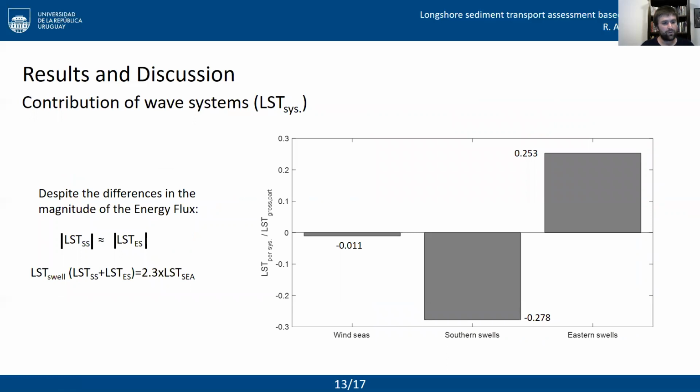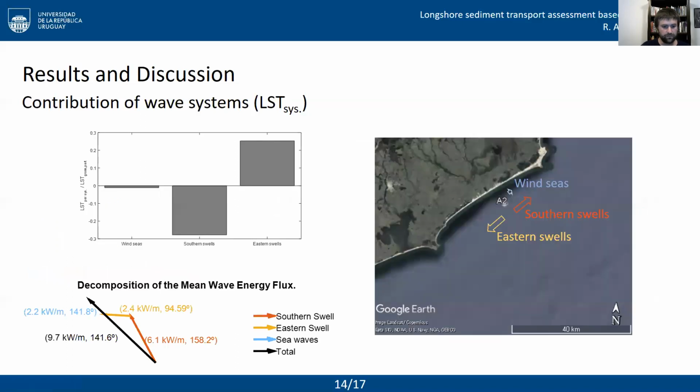Okay, if we look at the contribution of the different wave systems, here we have the wind seas, the southern swells and the eastern swells, with the transport per system normalized with the total gross transport. And we can observe that there is a balance between the transport from the two swell groups. Despite eastern swells being less energetic than southern swells, the capacity to move sediment along the coast is very similar. So the southern swells transport sediment to the north, and the eastern swells transport sediment to the south. And the capacity to transport sediments is similar.